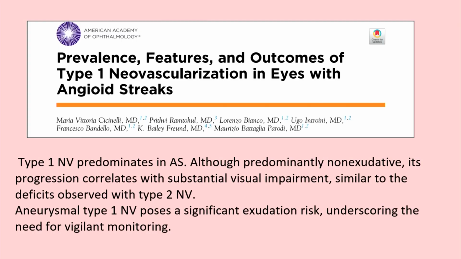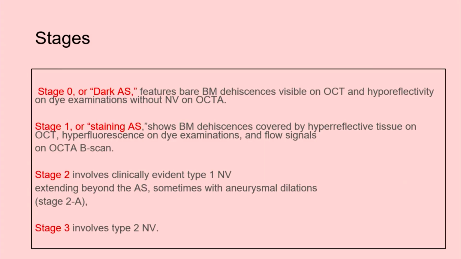This article shows that mostly in angioid streaks, type 1 predominates. Even though type 1 predominates, it correlates with a substantial visual improvement as in type 2. So close observation is needed in case of angioid streak associated with CNVM.